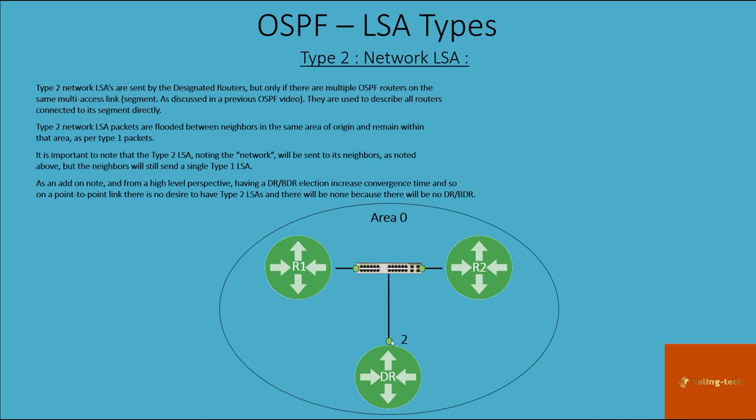The DR sends out the type 2 to its neighbors, as so. Once that is completed, that is the type 2 LSA sent. So it will only send the one, the same as the type 1 routes that come from the normal routers will also only send out one LSA. Now we're going to move on to type 3 LSAs.